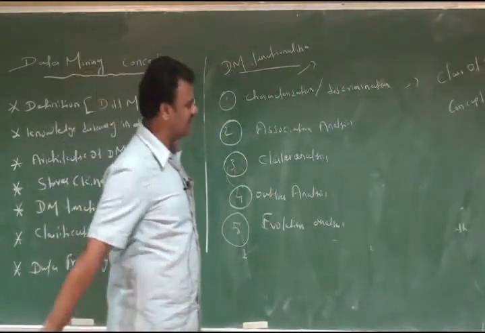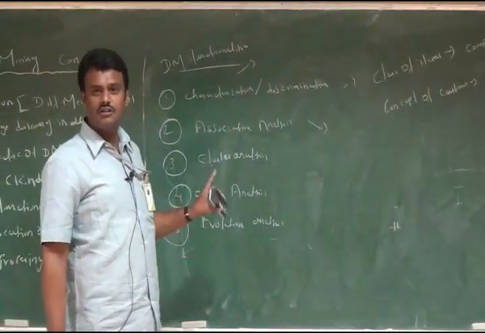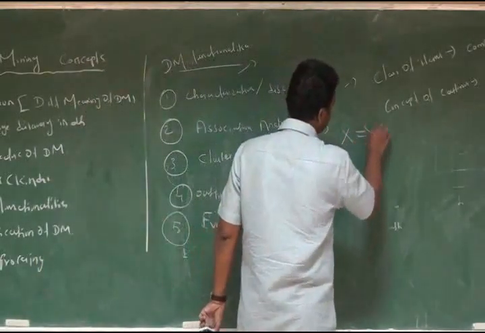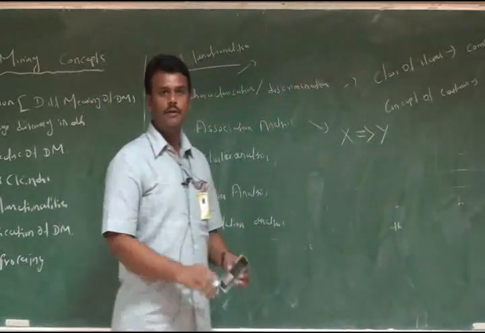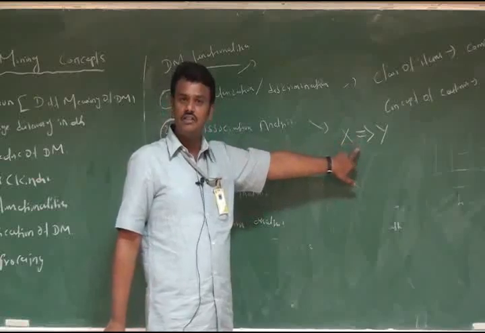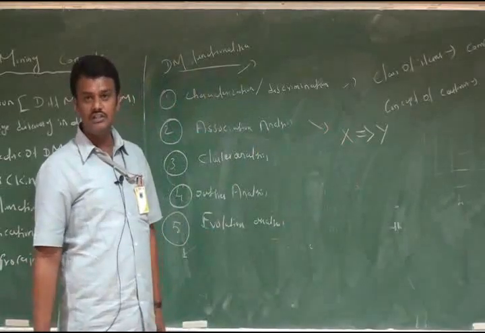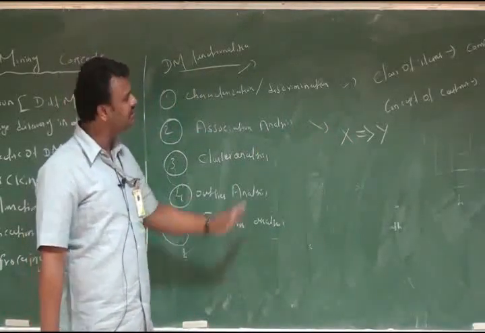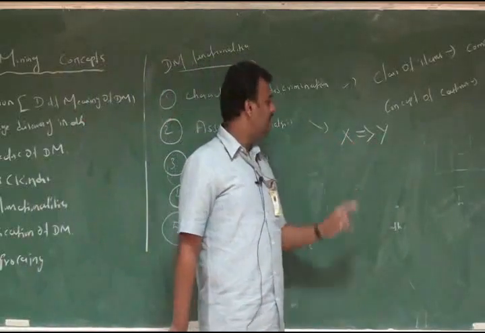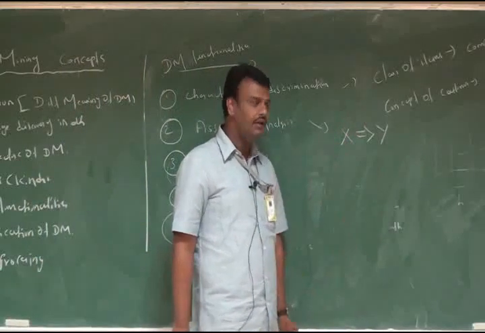Then the next one is the association analysis. Association analysis is called the discovery of association rules, that is X tends to Y. What do you mean by X tends to Y? The database tuples that satisfy the condition in X are also likely to satisfy the condition in Y. That discovery of association rules is called association analysis.